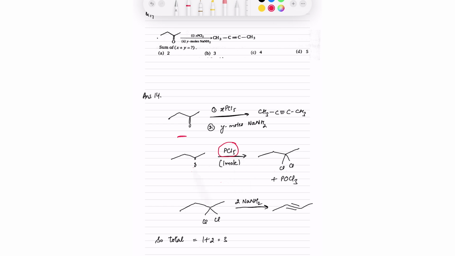Now if you apply PCl5 on it, then what will happen? You will get 2 chlorines at the place of oxygen. So basically your oxygen will be out and 2 chlorines will be in, and POCl3 as a byproduct will be formed. Then with every NaNH2 used, there will be a beta elimination, and 1 chlorine and 1 beta hydrogen will be removed. So I have 2 chlorines over here, 2 beta hydrogens, both will be removed, and the alkyne will be formed by using 2 moles of NaNH2. So 1 mole of PCl5 and 2 moles of NaNH2 will give you the total of 3. So X plus Y is equal to 3, which is your option B.